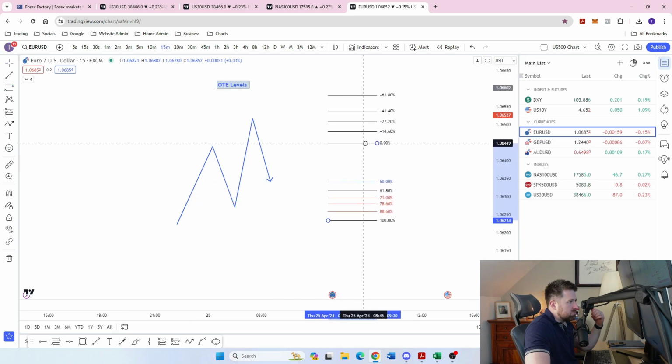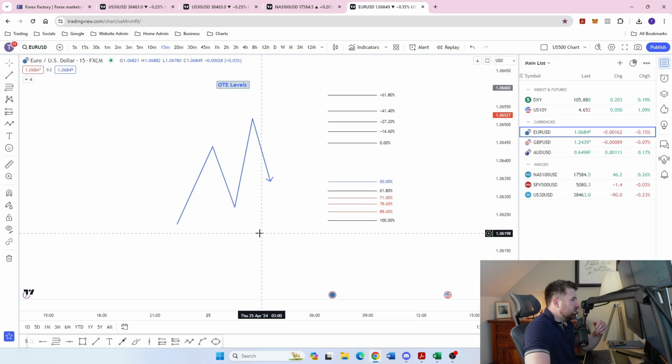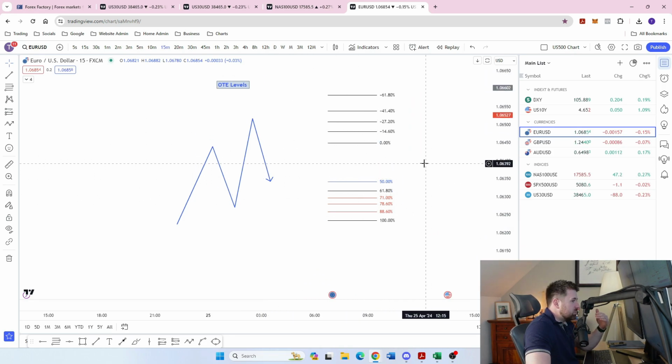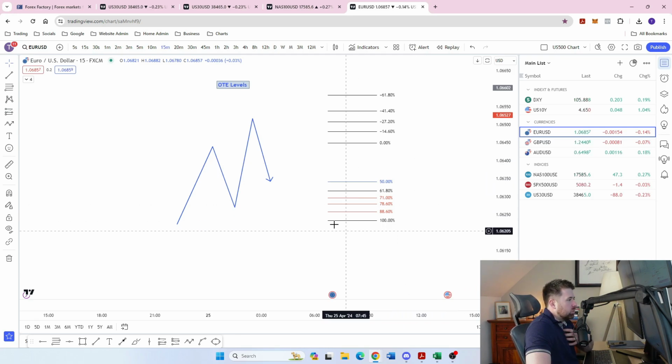Now, what I'm going to do is just move them here and allow you to pause this video and actually screenshot these levels if you want to use them. Trading is subjective. Fibonacci tools and levels are subjective. I'm showing you what has worked for me in the past based on utilizing these particular levels.